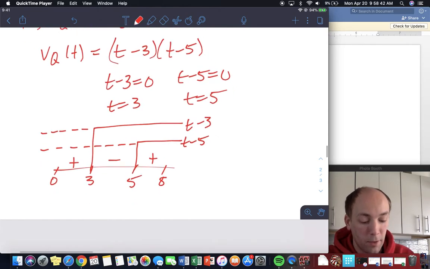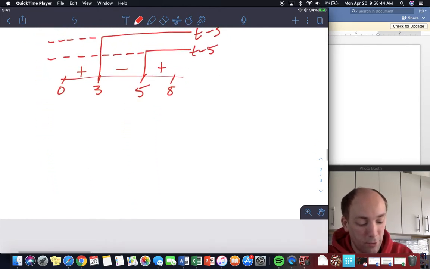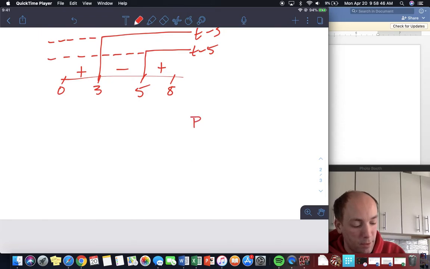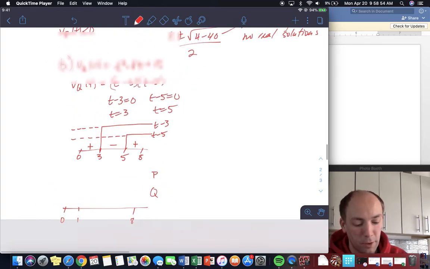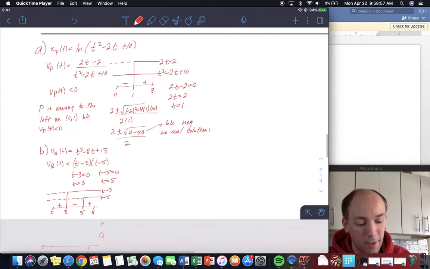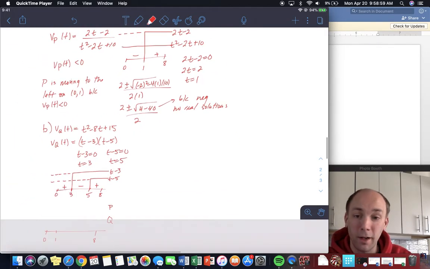Okay? So what I'm going to do is look at these two sign charts. I'm going to have one for P and one for Q. I have 0 and 8 as my endpoints. I have 1 for particle P, that's what we started with. I'm going to take the two separate sign charts and put them together so we can see them both at the same time.